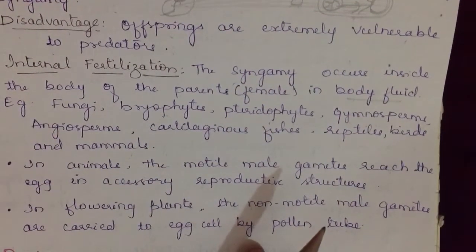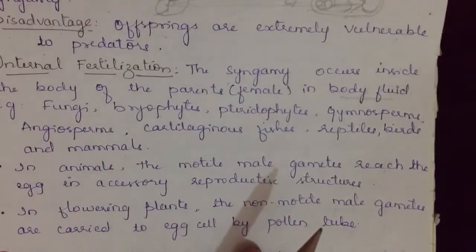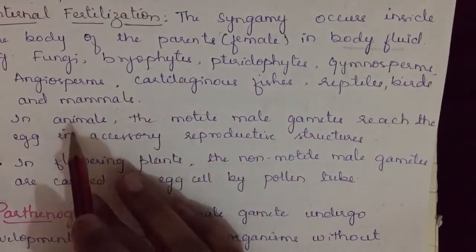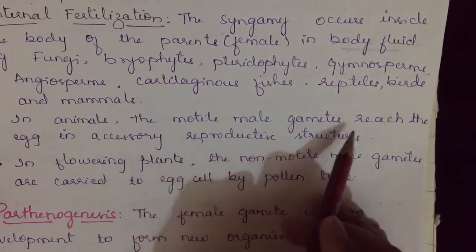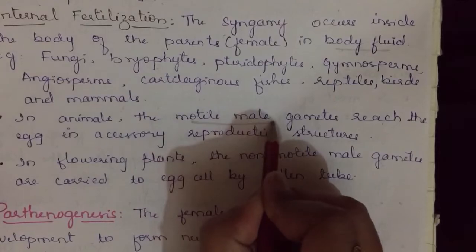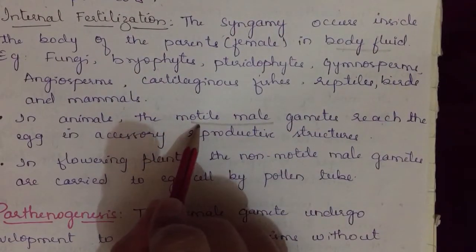Then you have some more information about internal fertilization. In animals, the motile male gamete reaches the egg. Motile means which is able to move.